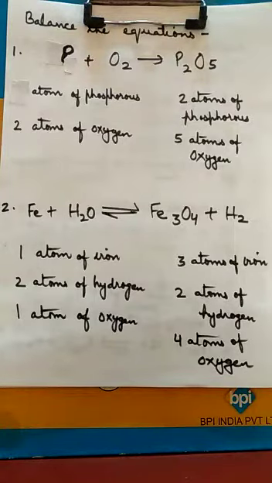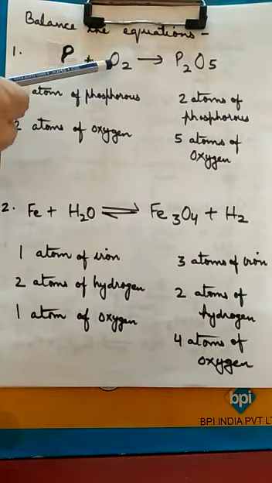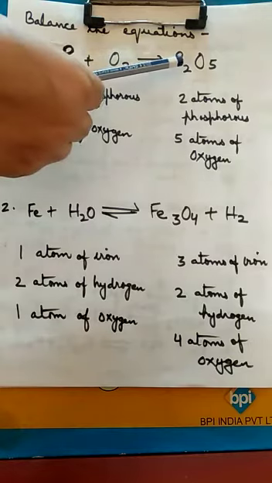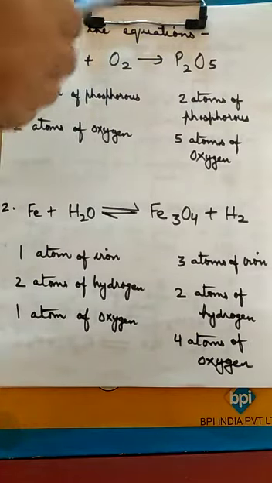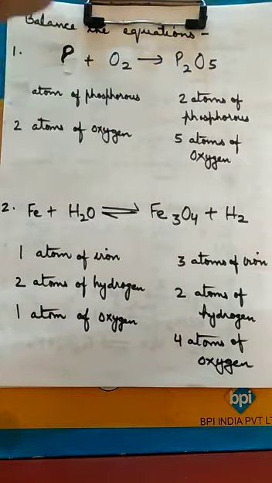Let us balance two more equations. Now the first equation is phosphorus. It burns in the presence of oxygen to form phosphorus pentaoxide: P plus O2 forms P2O5. So what is the first step? To write the number of atoms on both the sides.